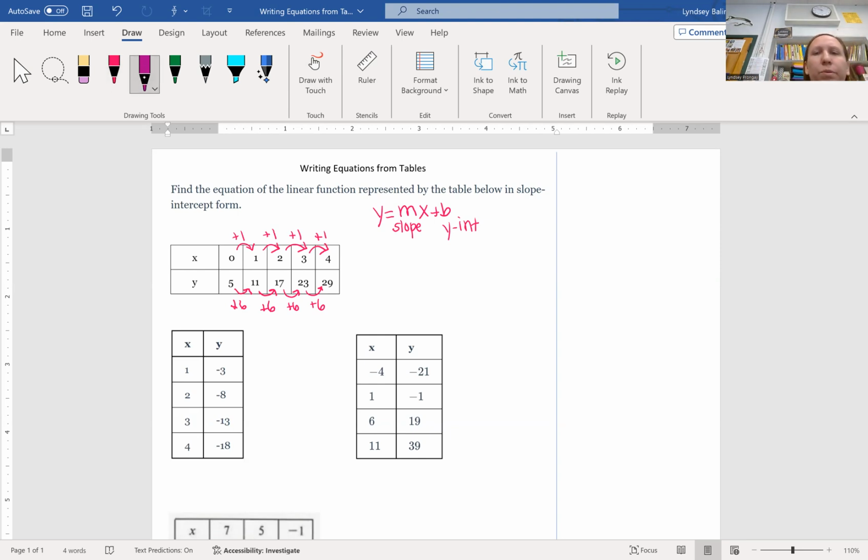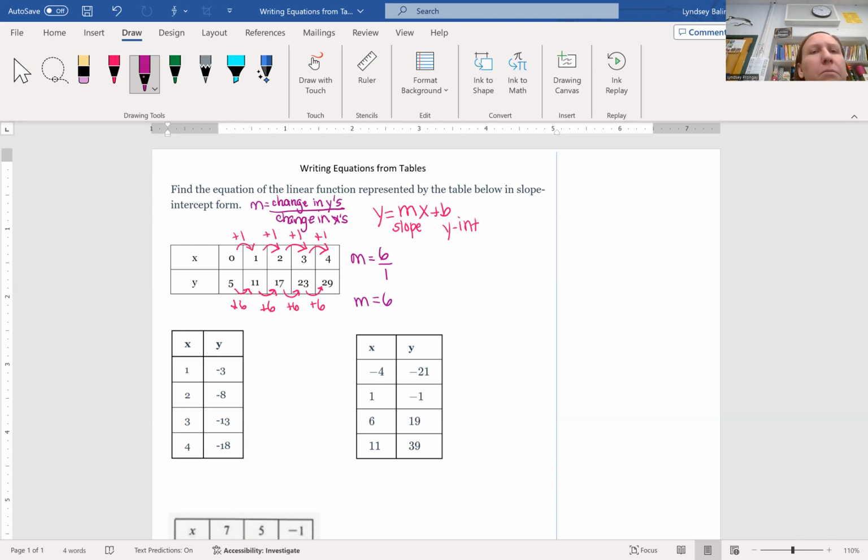So because slope is change in y's, I'm going to do this. Remember, slope is change in y's over change in x's. Change in the y's is 6. The change in the x's is 1 each time. So my slope is 6 over 1, or just 6.